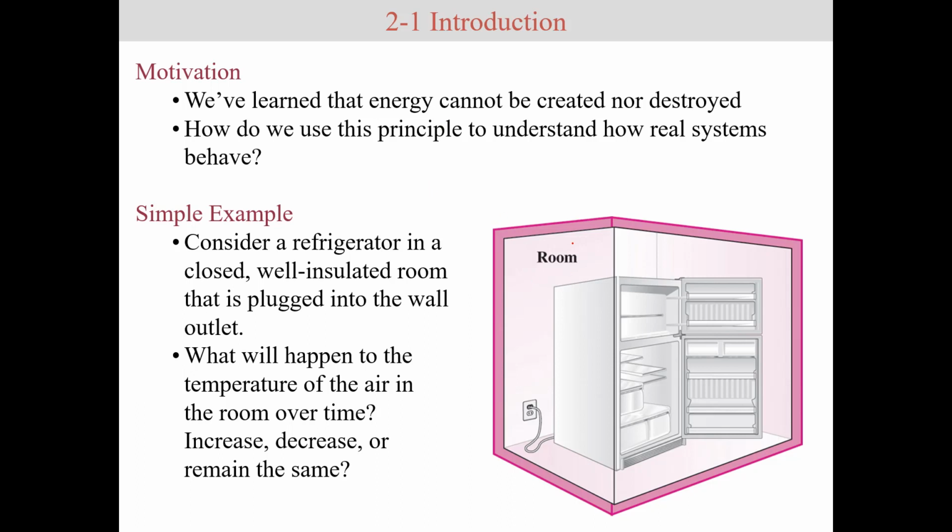Let's say that I have a room, and that room is perfectly insulated, right? So no heat can travel in or out of the room. And in that room, I have a refrigerator where the door of the refrigerator is open, right? And the refrigerator is plugged into an electrical socket where electricity is supplied to the room from the outside. So the question is, what will happen to the temperature of the air in the room over time? The three options: will the temperature increase, will it decrease, or will the temperature remain the same?